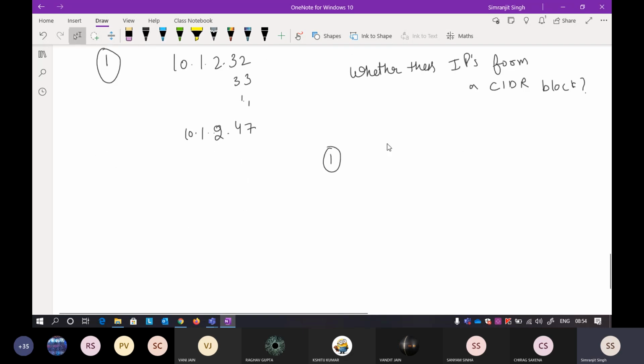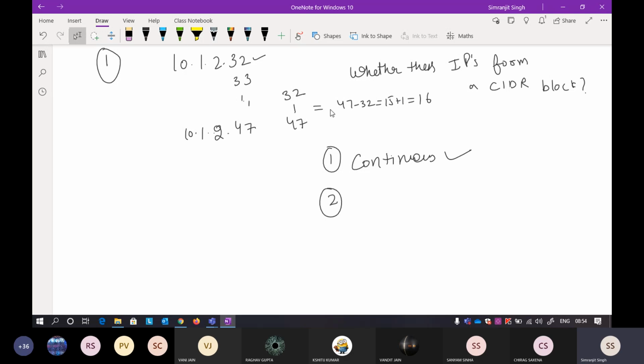What is the first rule? The first rule is that it should be contiguous. If you're seeing here 32, 33, 34 up to 47, it is contiguous, so this first rule is correct. The second one is that the total size of it should be a power of 2. So from 32 to 47, how many IP addresses are there? It will be 47 minus 32, which is 15, plus 1, it is 16.